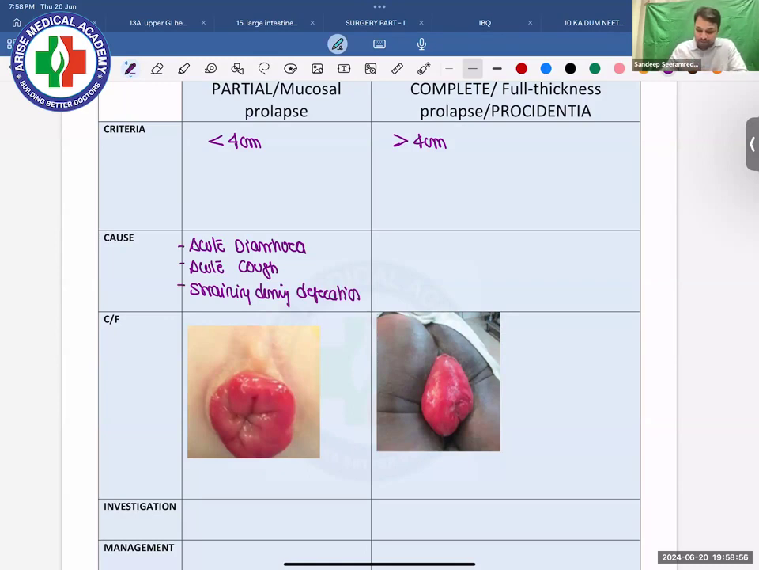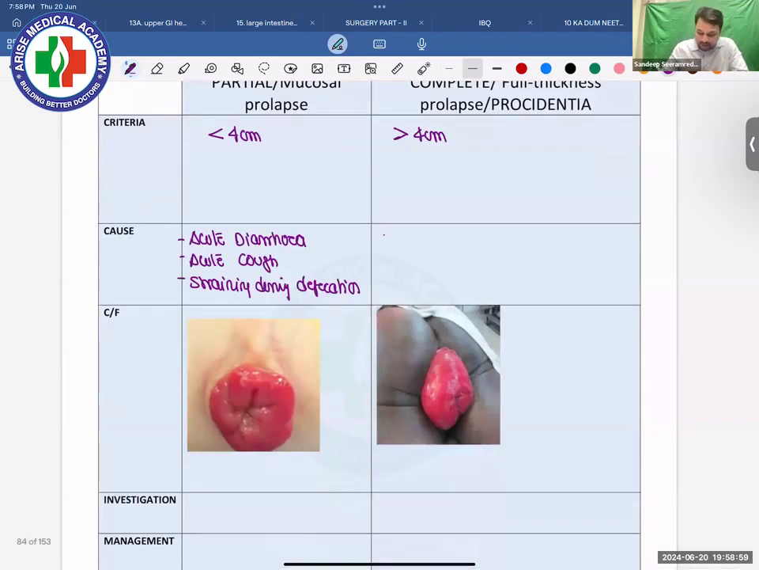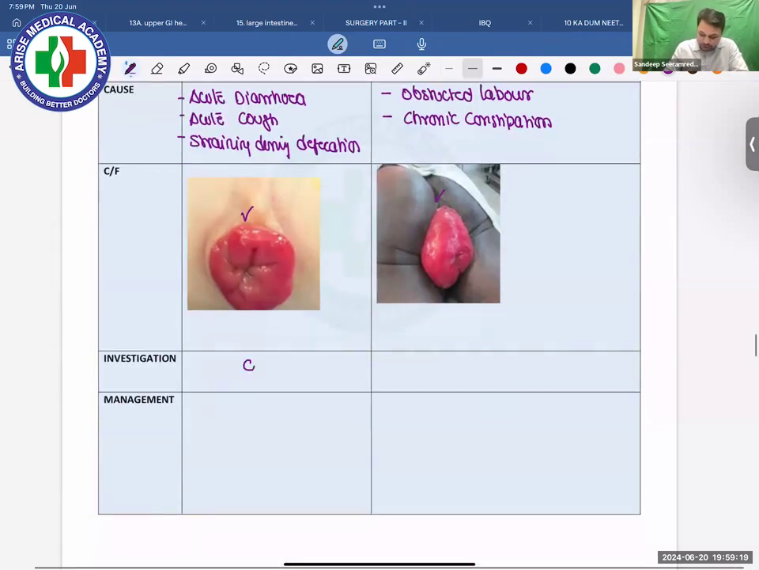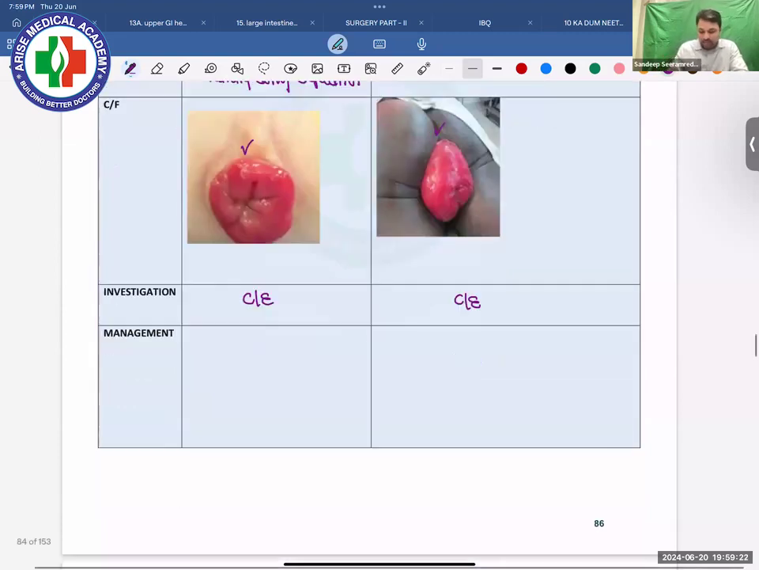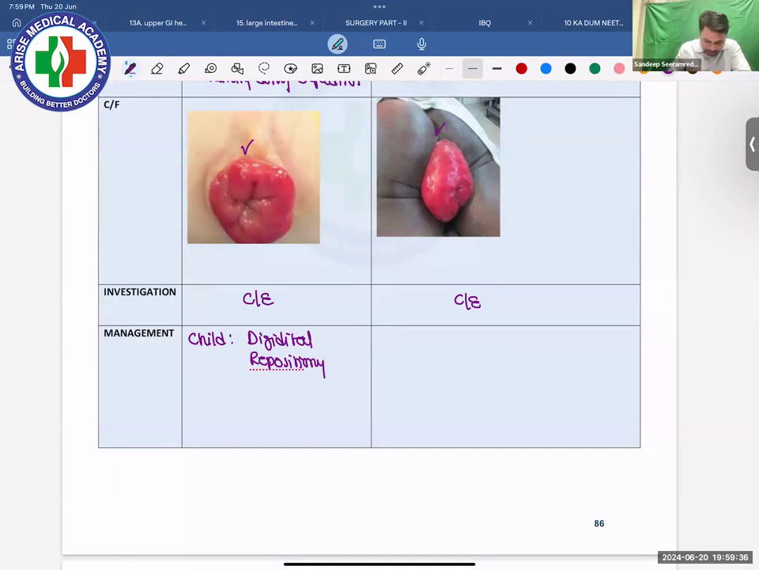Whereas full thickness rectal prolapse is seen secondary to an obstructed labor, or it can be seen secondary to a chronic constipation. Clinical feature, you can see a prolapsed segment. Investigation is going to be a clinical examination. Remember, for a partial thickness prolapse, if it is a child, digital repositioning can be performed.